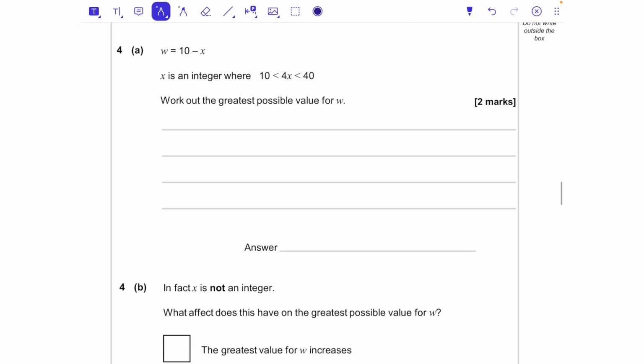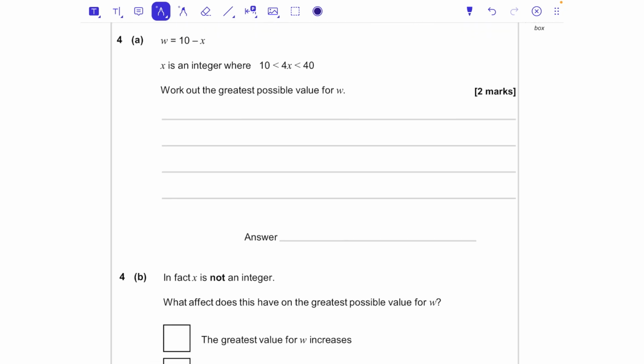Question number 4. w is 10 take away x, and x is an integer, so that means a whole number, where 10 is less than 4x, which is less than 40. So 4x, 4 lots of x, needs to be between 10 and 40. Work out the greatest possible value for w.